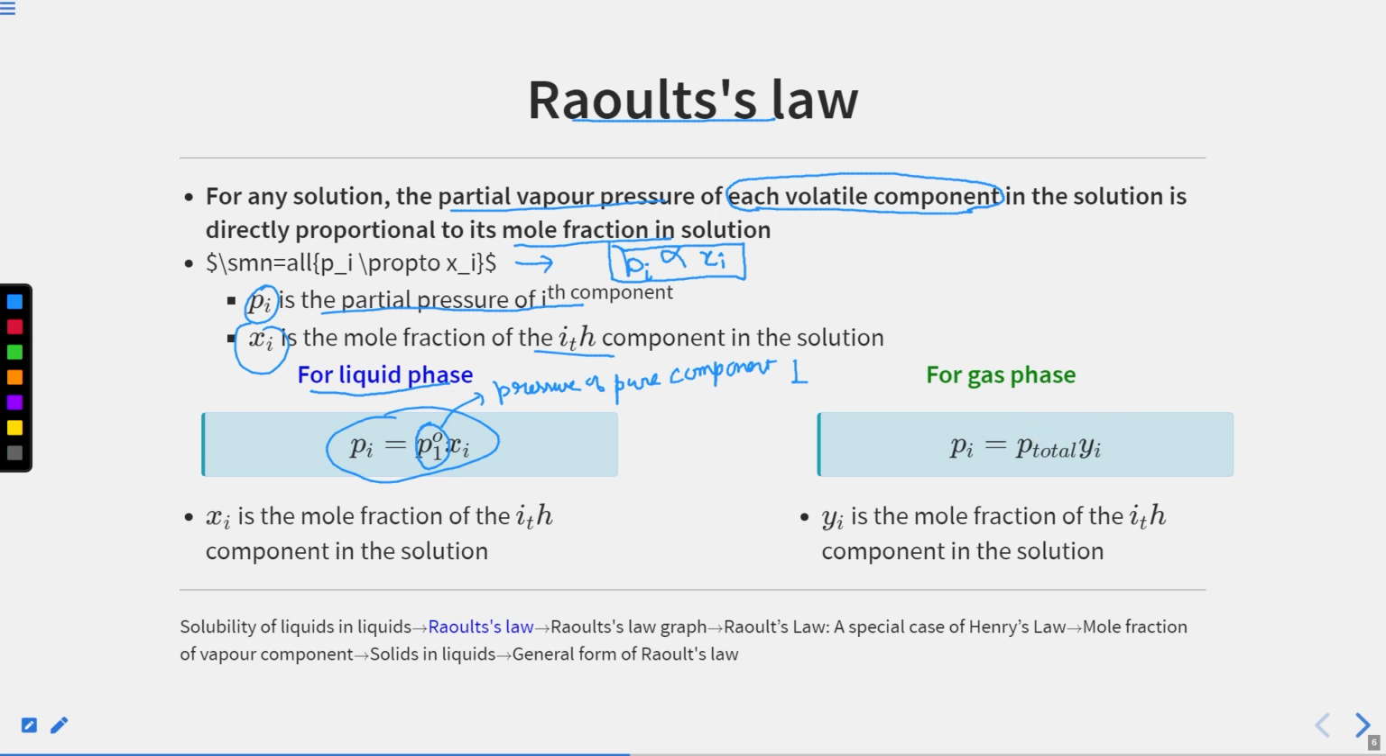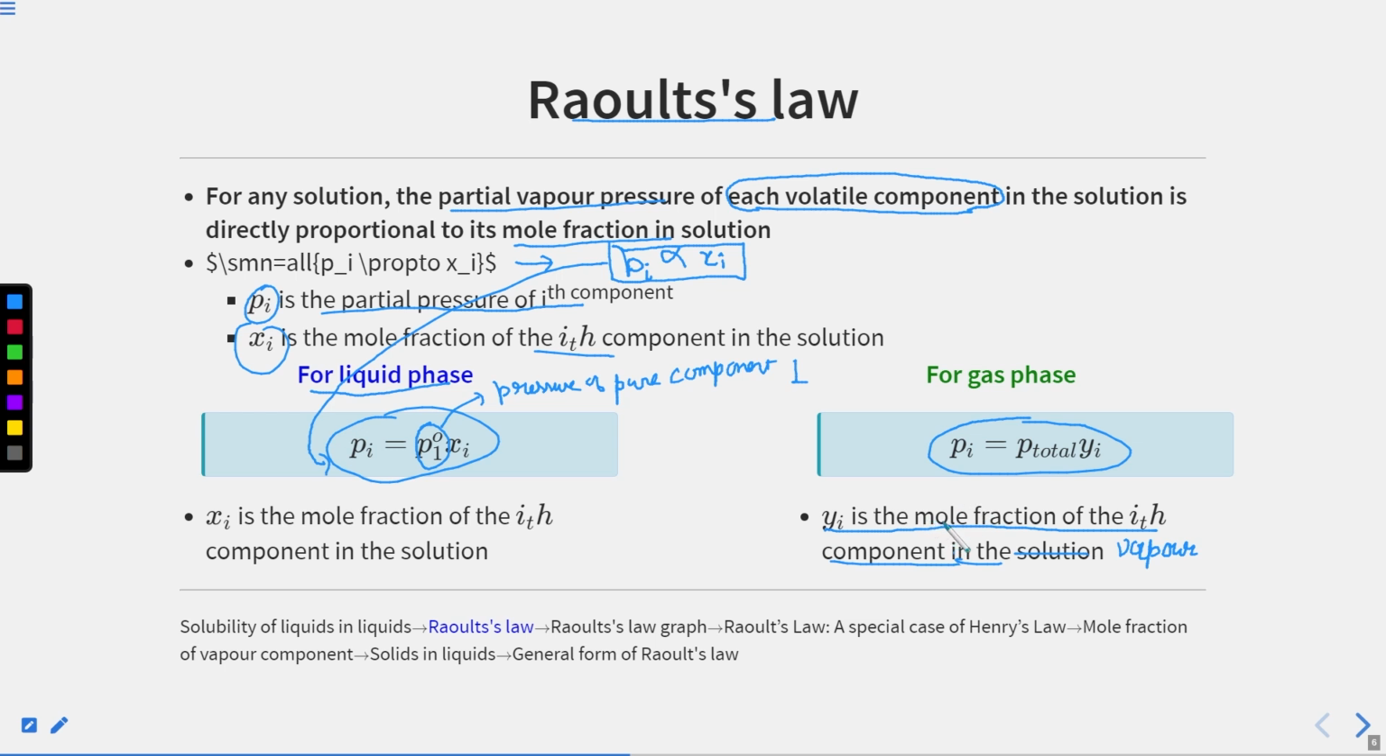What is the second formula here? The first formula is a direct consequence of Raoult's law, where we have taken the proportionality constant as P naught 1. The second formula is Pi equal to P total Yi, and here Yi is the mole fraction of the ith component in the vapor. Sorry for the mistake earlier. Both of these formulas are a result of Raoult's law only. This one is a direct one, and this is an indirect one.